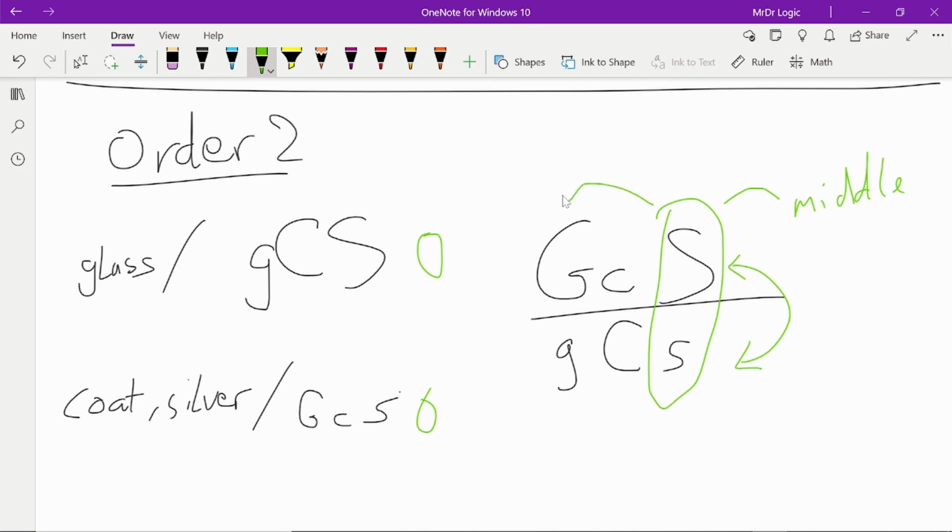So it didn't matter on which end that the S was in. It could have been on the left or the right. This would have been the resulting outcome. Because we have things like this, S had to be in the middle. So this is why I prefer order 2.